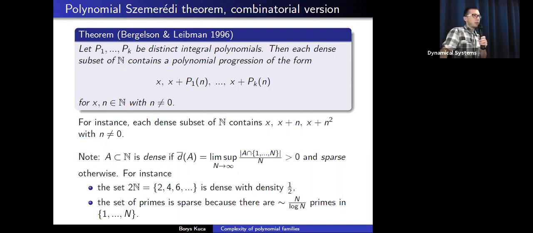Let me perhaps add that the combinatorial version follows from the ergodic version by the so-called Furstenberg correspondence principle, which has been proved by Furstenberg in his proof of the Szemerédi theorem in the 1970s.